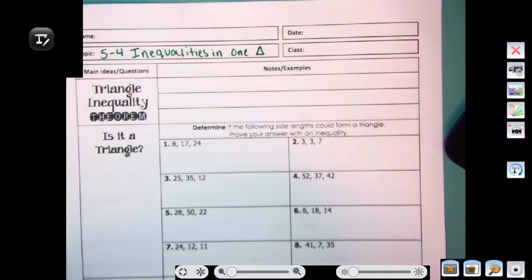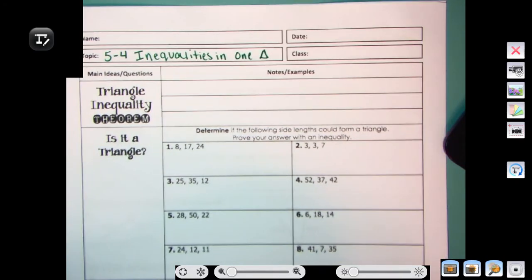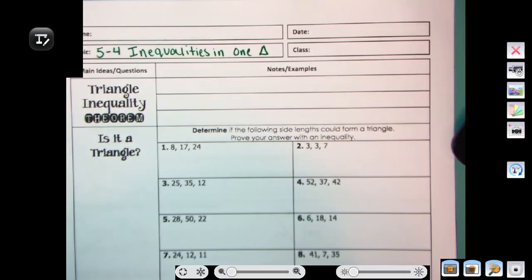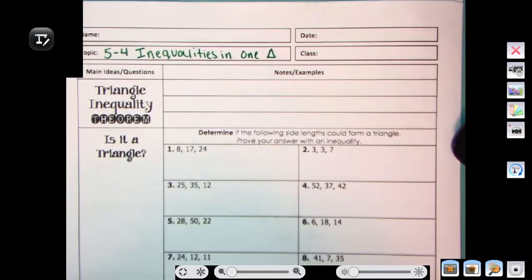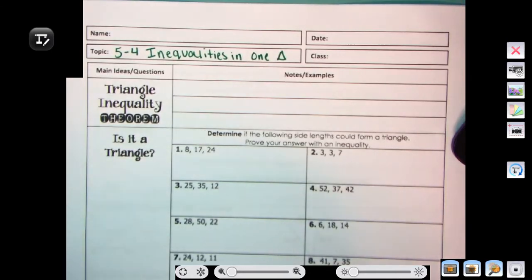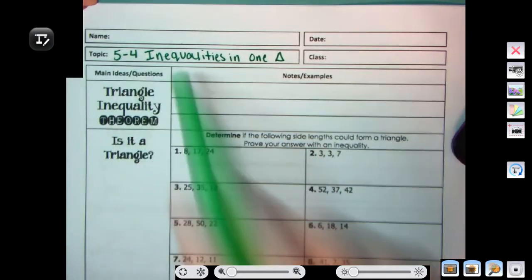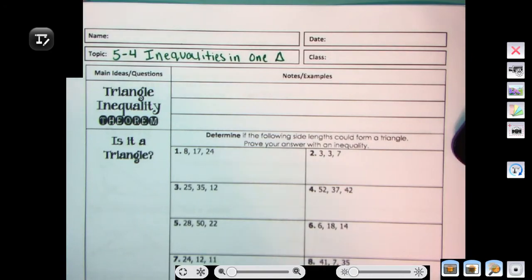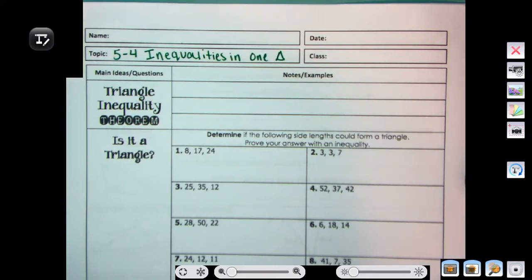All right, so what we just talked about was a triangle's angles and the relationship that it has with its sides. Now we're going to talk some more about triangle sides and the relationship that they have. This is topic 5-4, inequalities in one triangle. This is going to be our second to last lesson in chapter 5. So we'll have one more after this, then we'll do some review, and then we'll have our chapter 5 test.